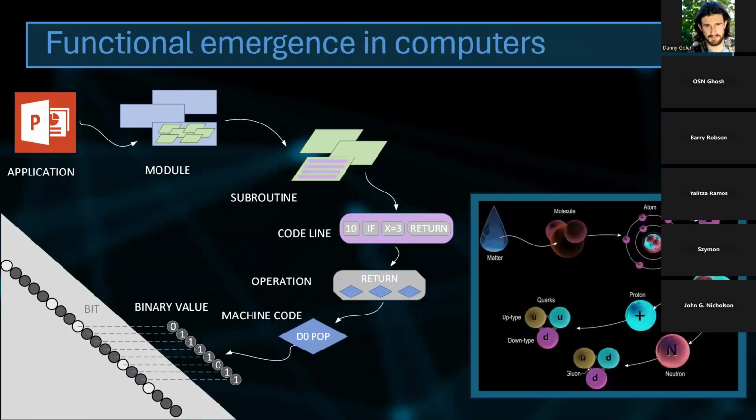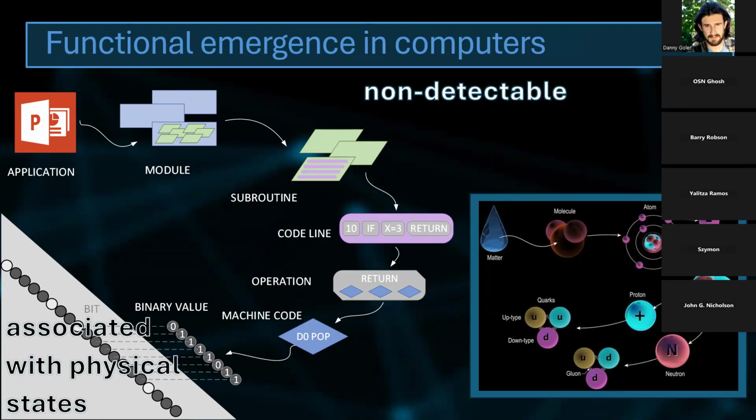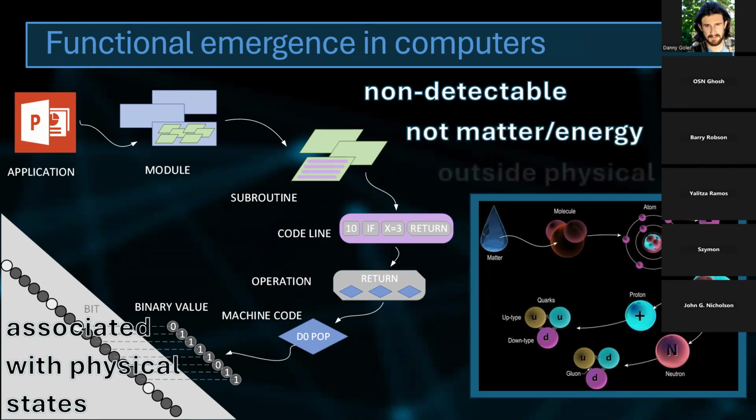And if you visualize this, you can see that it actually looks very similar to the hierarchical organization of physical matter, with the very big difference that while the binary values are associated with physical states, everything which is built from them is actually not detectable. And the reason why it's not detectable is because it's not made of matter or energy, it's made of information. And perhaps more radically, it doesn't actually exist in physical space. These are things which I will come back to later.